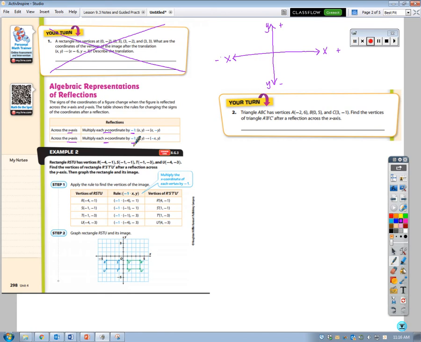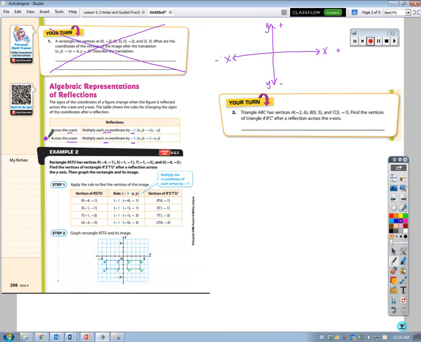So let's go ahead and use those rules and take a look at the example that they gave us here. So they say a rectangle RSTU has vertices at R of negative 4 and 1, S of negative 1 and 1, T of negative 1 and 3, and U of negative 4 and 3. Find the vertices of the rectangle after a reflection across the y-axis. So that means we're going to be using these rules right here.